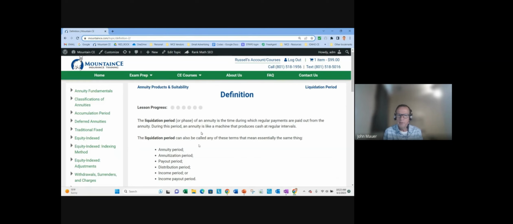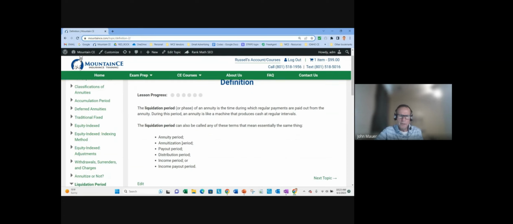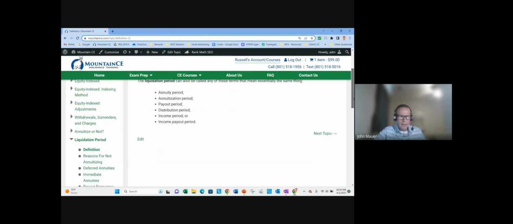And during this period of time, the annuity is kind of like a machine that just produces cash at regular intervals, usually monthly. So the liquidation period can also be called the annuity period, the annuitization period, the payout period, the distribution period, the income payout period. Different carriers and different insurance professionals use different terms to describe this period. I like to call it the liquidation period because the money in the annuity is being liquidated. It's coming out in a regular series of payments.